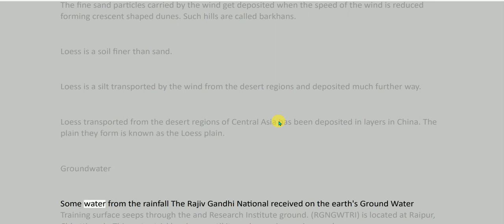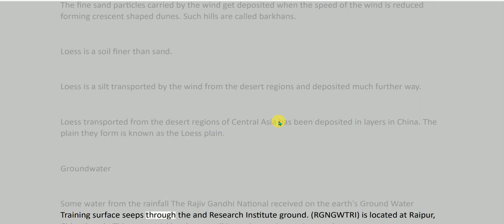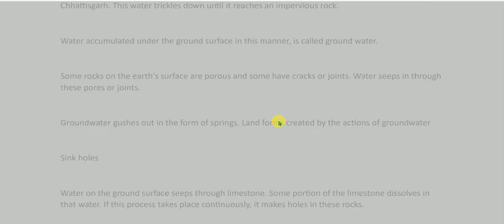Groundwater. Some water from the rainfall received on the Earth's surface seeps through the ground. This water trickles down until it reaches an impervious rock. Water accumulated under the ground surface in this manner is called groundwater.